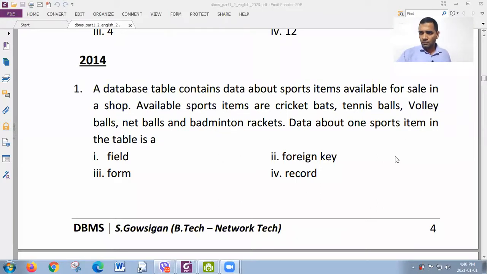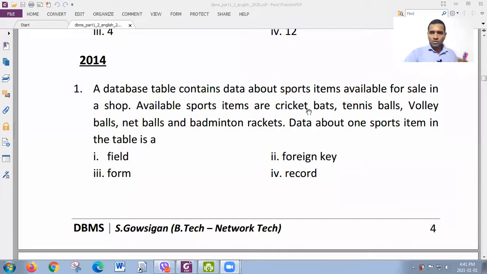Okay, I take from someone. Dharmiga: a sports item, sport item ID, price. Okay, good. So listen to me, you have to think in that way, then only you can answer.